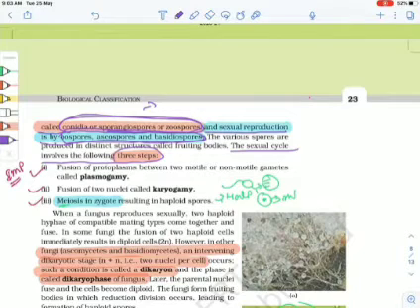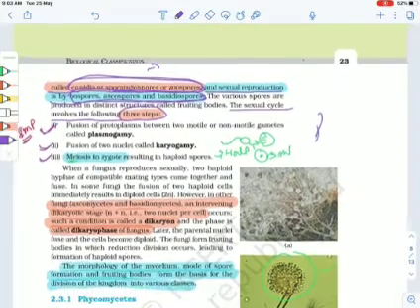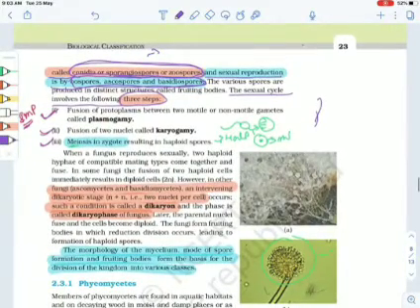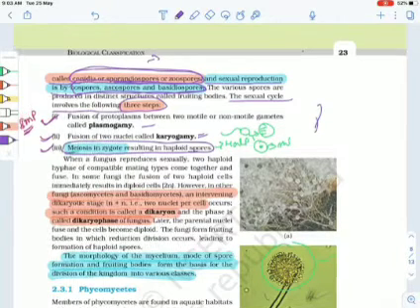Now see, the sexual cycle involves the following three steps. These three steps are important, and this is slightly confusing, so try to understand. The first is the fusion of the protoplasm between two motile or non-motile gametes, called plasmogamy. The second is the fusion of the two nuclei, called karyogamy. Then meiosis in the zygote results in haploid spores. So this line is important.